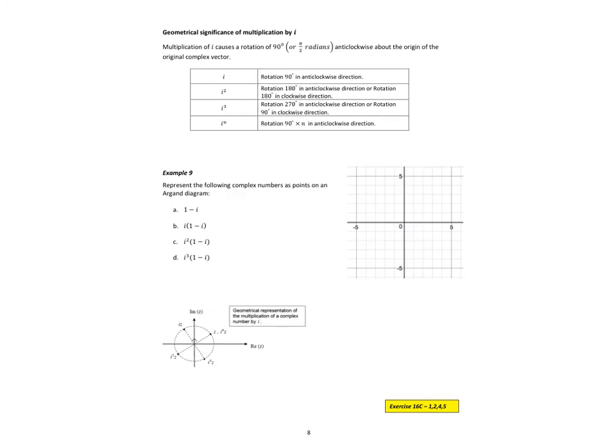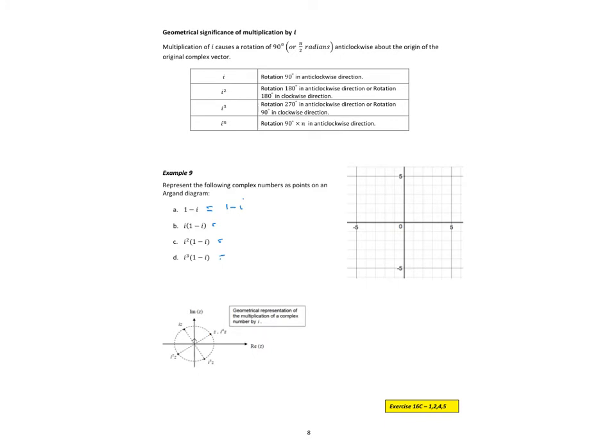I guess just a nice little thing to note, if we multiply any complex number by i, it's the equivalent of rotating our point 90 degrees in an anti-clockwise direction. I think that's most easily seen if we just have a look at all these numbers here. Let's evaluate them first. So obviously 1 minus i is 1 minus i.